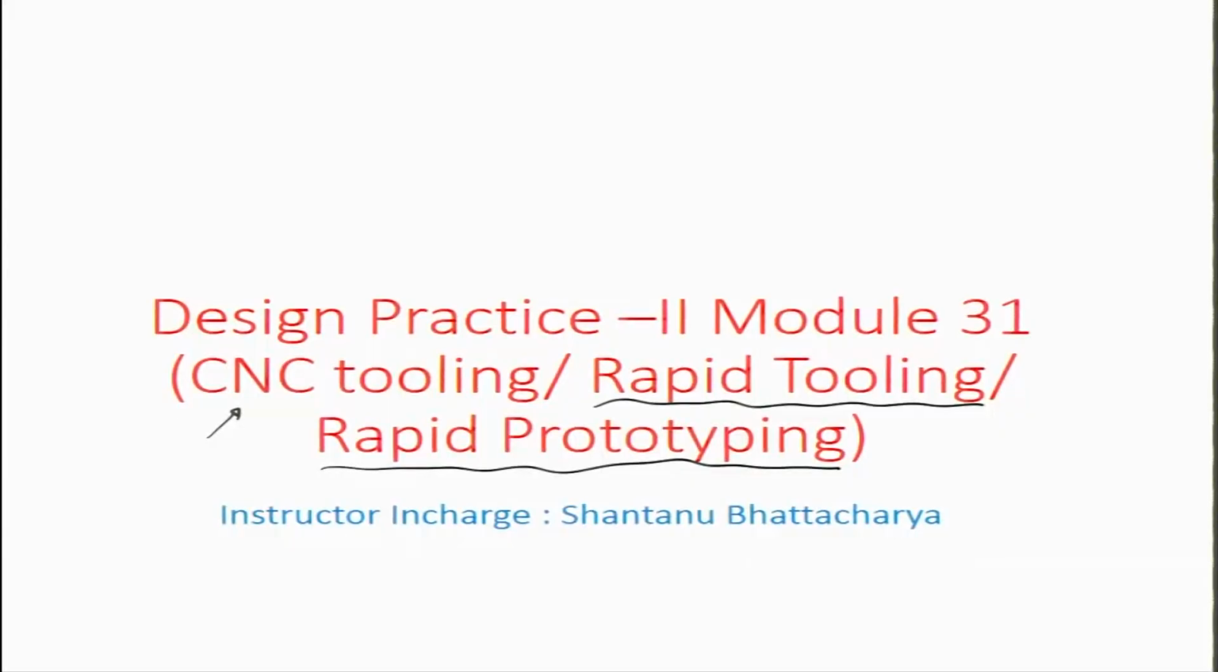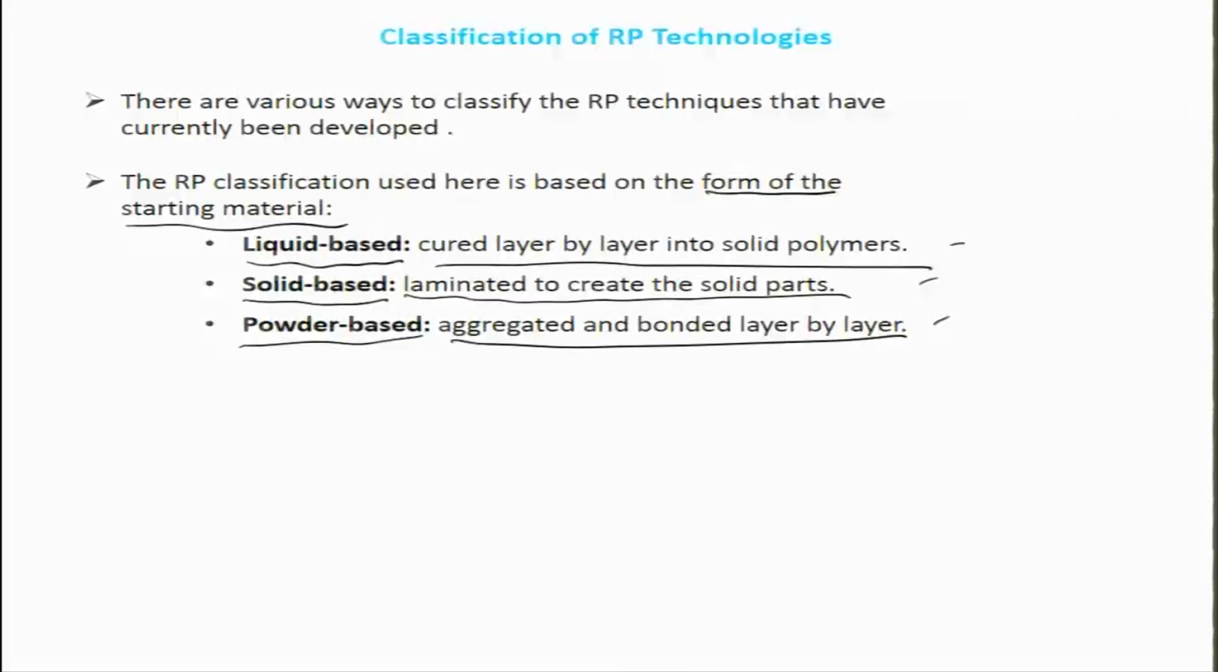I would like to talk today a little more into the rapid prototyping concept. We already saw that you classify the processes into different categories based on what is the starting material. So, you could either have a liquid based rapid prototyping or a solid based prototyping, and then finally a powder based prototyping. So, we will go ahead and start looking at each of these processes.